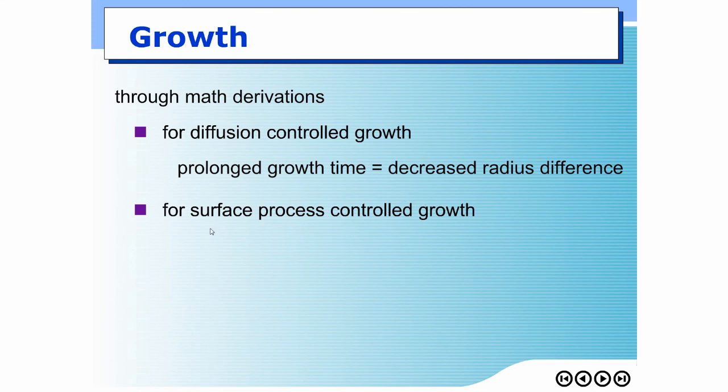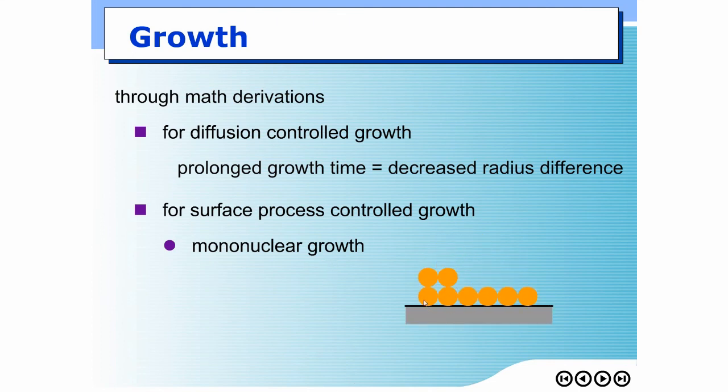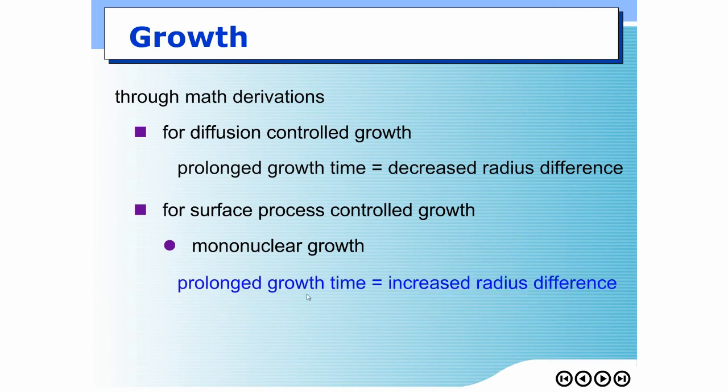On the other hand, if the surface process controls the growth, if the red step is the slowest, then it can be divided into two categories. The first one is called mononuclear growth. Mononuclear means the growth species must land on the surface layer by layer. The first layer must be completed before the second layer is formed. In this case, the longer the growth time, the more difference in size, which is not what we want.